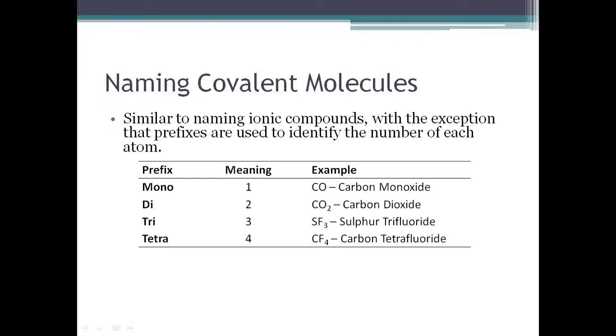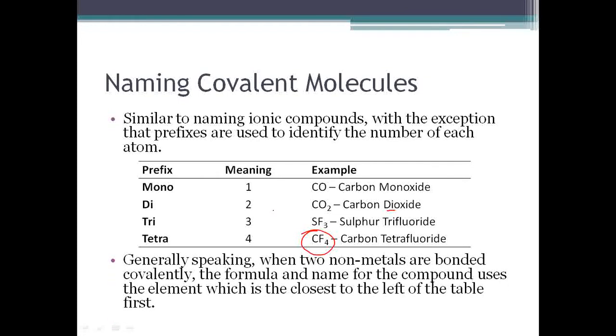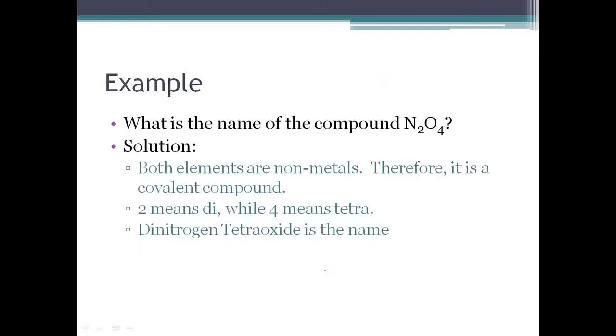This compound here is CO2. There's two oxygens, therefore it's carbon dioxide. Notice that the suffix of the word here, oxygen, changes to "ide", which is the same as before with the ionic compounds. Here we've got sulfur trifluoride, and here we've got carbon tetrafluoride. How do you know which one of these you write first? Well, generally the element that's closest to the left of the periodic table is the one that's written first.